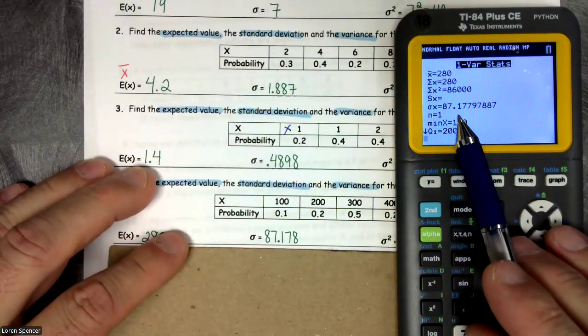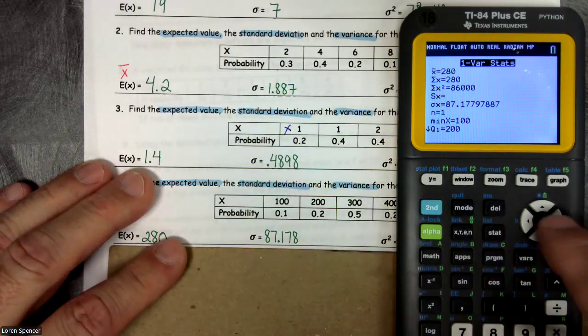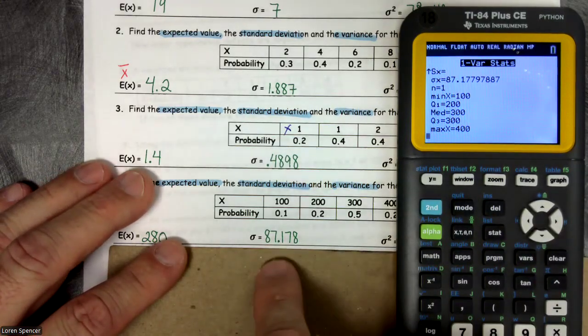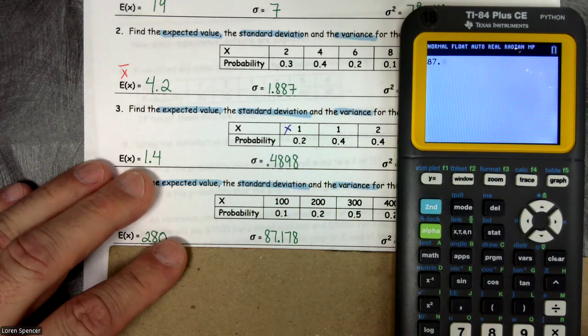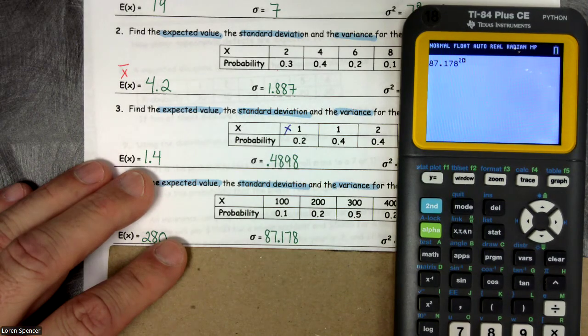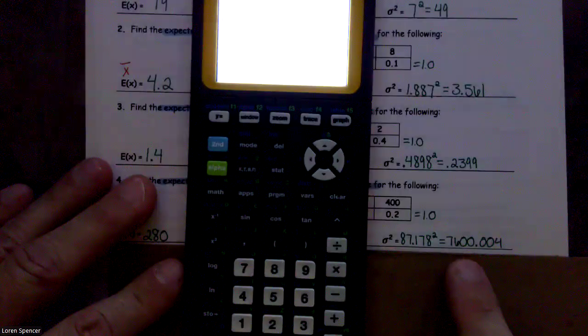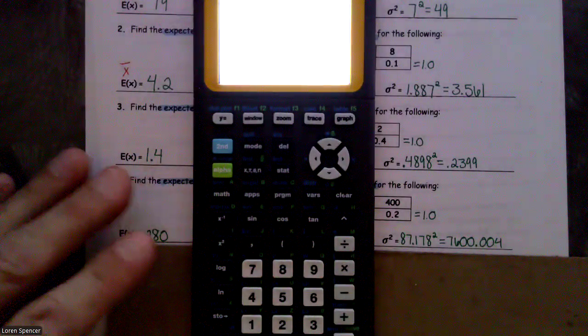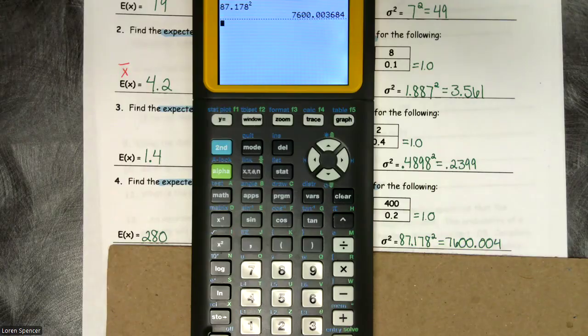All right, and we see our standard deviation is 87.178. We want to find our variance. It's not on the screen, so we have to square this value. So 87.178 raised to the second power gives us about 7,600.004. All right, let's see if I get those lights back on. There we go. Okay.